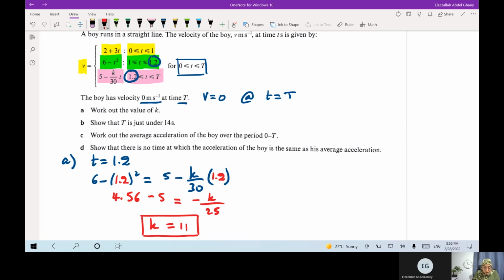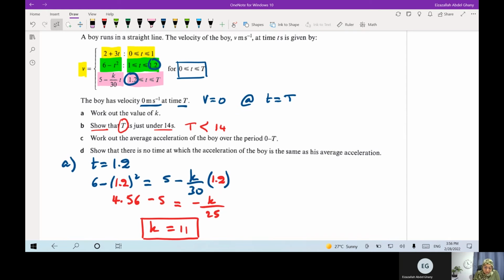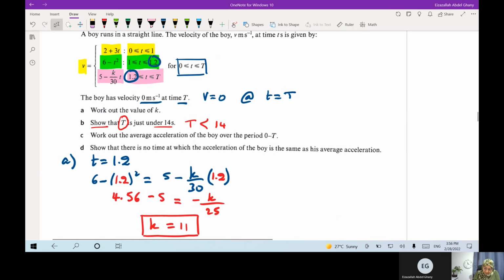Now, question B. Show that T is just under 14. You have to show all your steps to gain marks. T is just under 14, and T is less than 14 seconds. So, how to do it? And how to find this T? T is in the pink stage. You know the information he gave you about it, that velocity is 0 at t equals capital letter T, which is the one that we need to find.